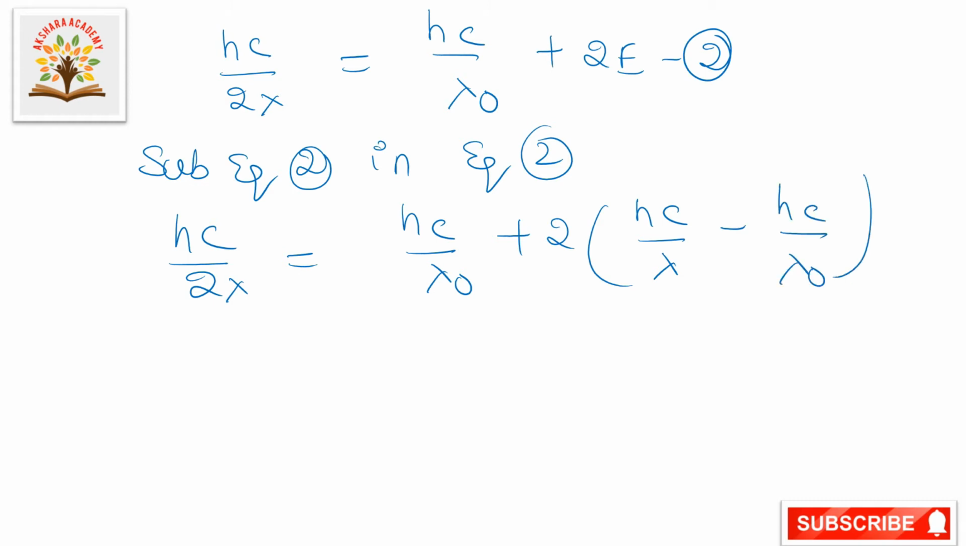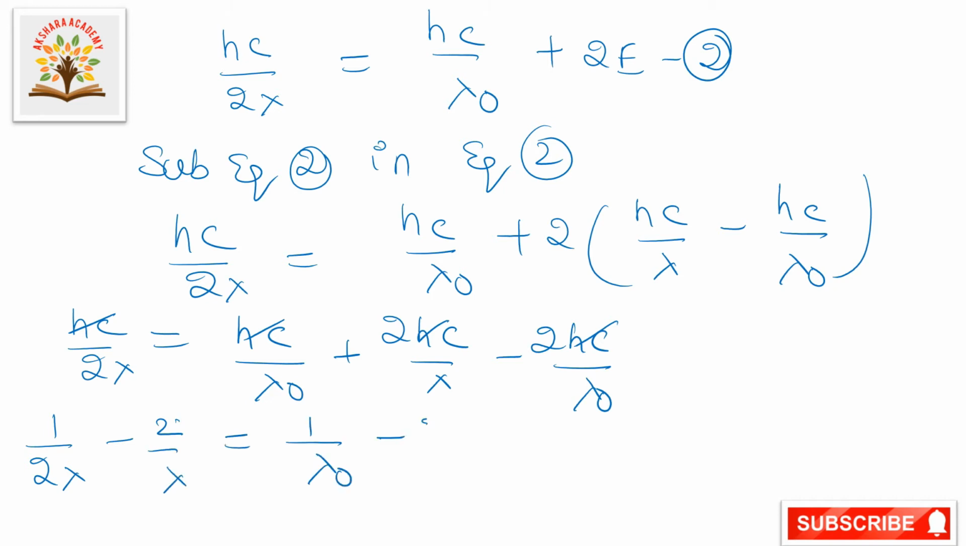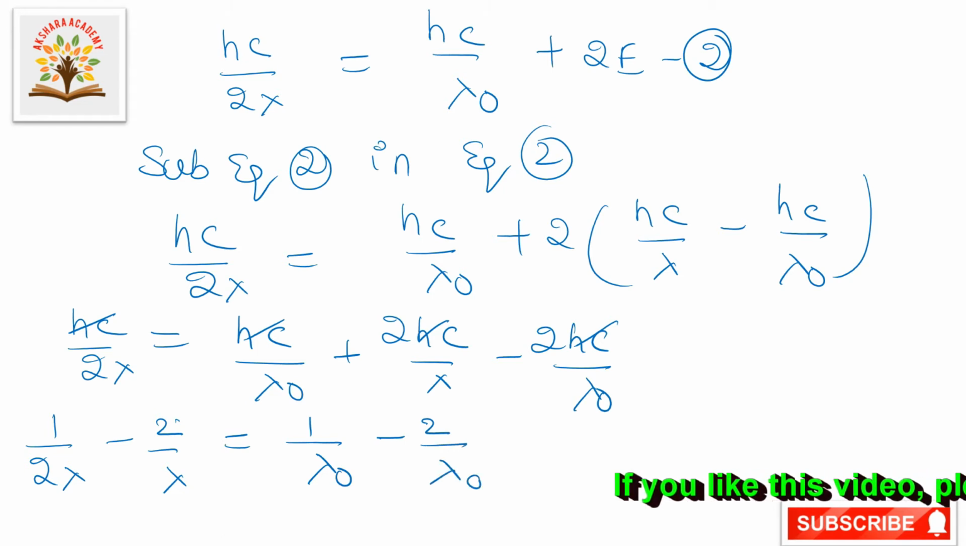So hc by 2 lambda equals hc by lambda naught plus 2 hc by lambda minus 2 hc by lambda naught. Here in the entire equation, on both the left hand side and right hand side, we are cancelling hc. So we get 1 by 2 lambda equals, here plus 2 by lambda going to this side becomes minus 2 by lambda. So 1 by 2 lambda minus 2 by lambda equals 1 by lambda naught minus 2 by lambda naught.